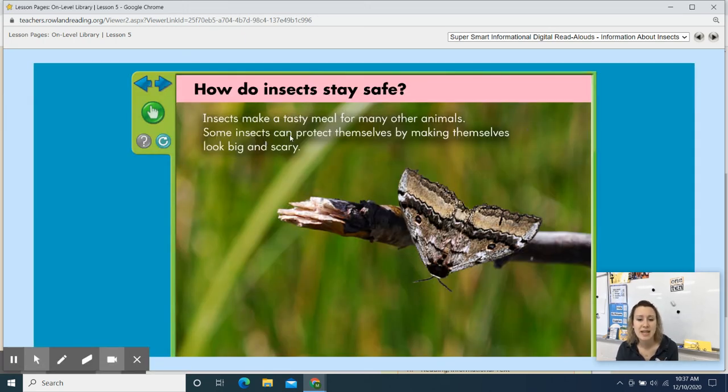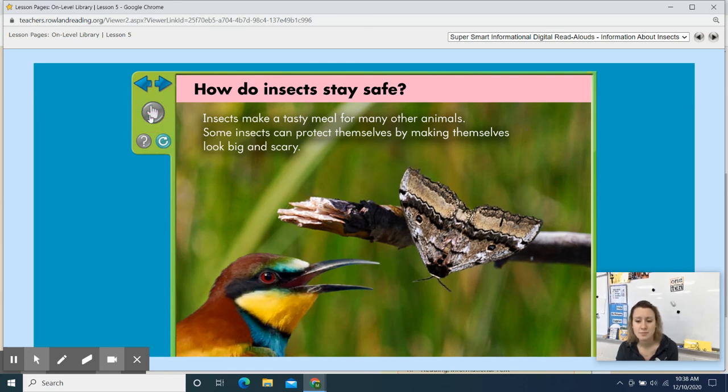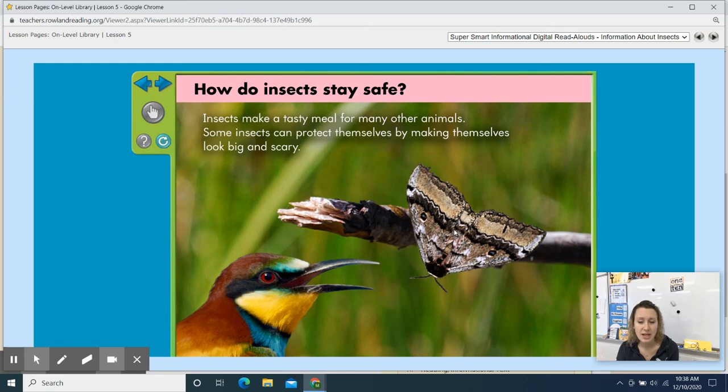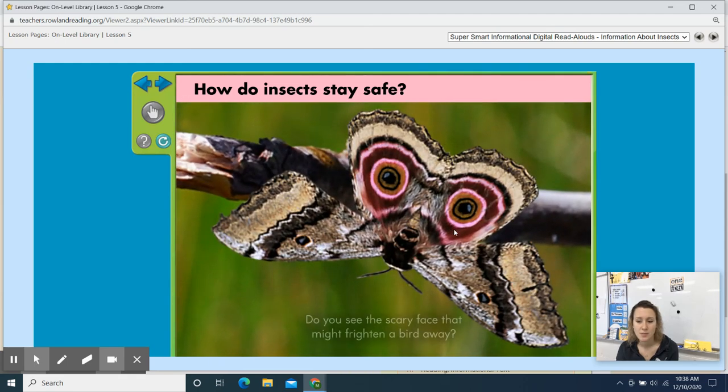How do insects stay safe? Insects make a tasty meal for other animals. Some insects can protect themselves by making themselves look big and scary. So lots of birds like to eat insects. They like to eat bugs. So look what this moth does. Here comes a bird to eat it. Do you see a scary face that might frighten a bird away? And these look like eyes, don't they? So the bird goes, oh, I don't want to eat you. That's how God made them, to scare away all the birds.